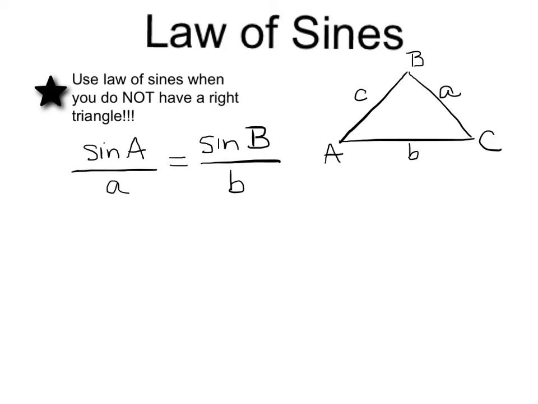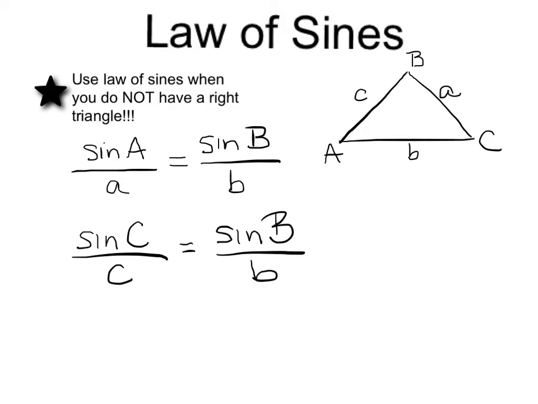We can extend this by saying sine of angle C divided by side C is the same thing as saying sine of angle B divided by side B. And you can also say sine of angle C divided by side C is equal to sine of angle A divided by side A. Okay?